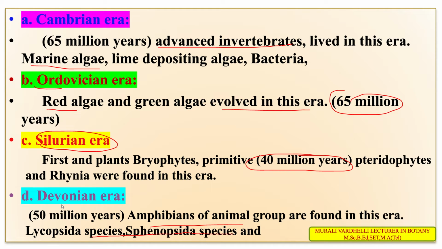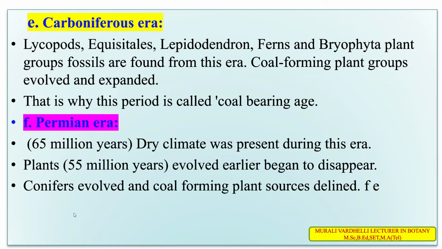Okay, and amphibians also originated in this Devonian era. So the Devonian era is approximately 50 million years. It continued for how many million years? 50 million years. Next, another one is the Carboniferous era.